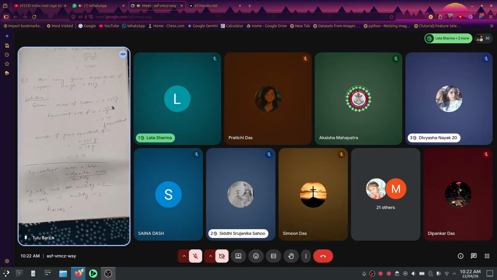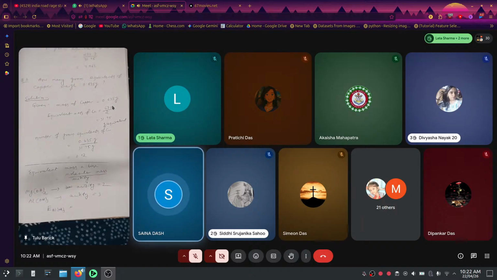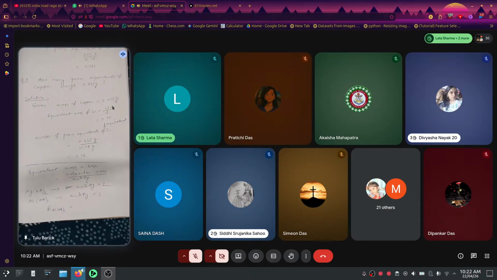So that is molecular mass by acidity. For base, you have acidity, meaning how many OH groups are there. So you have to find out equivalent mass of aluminum hydroxide.